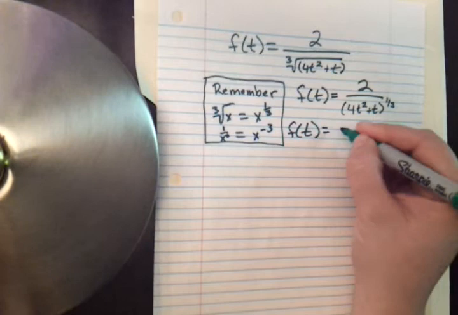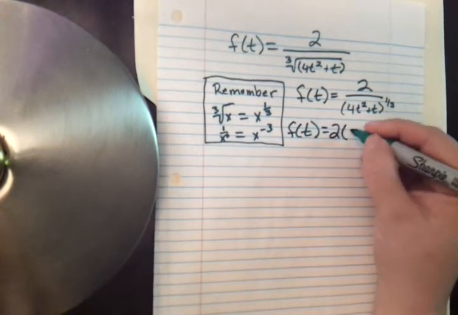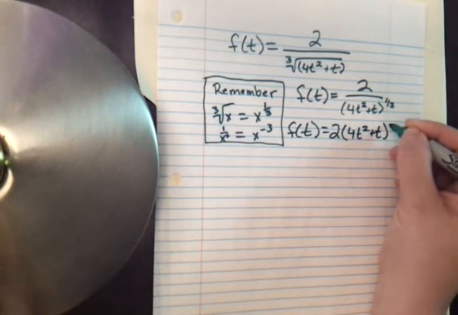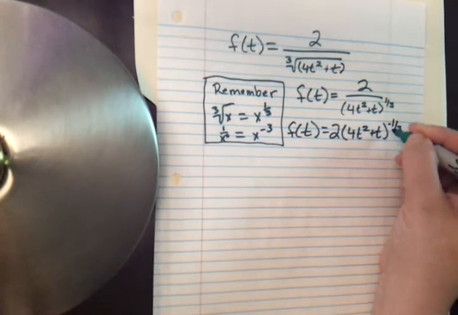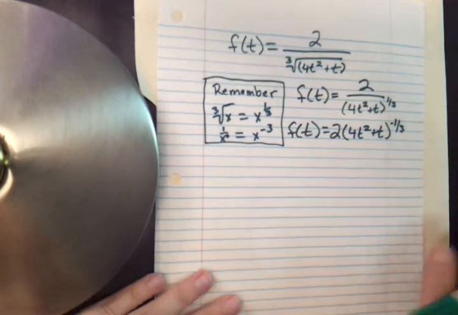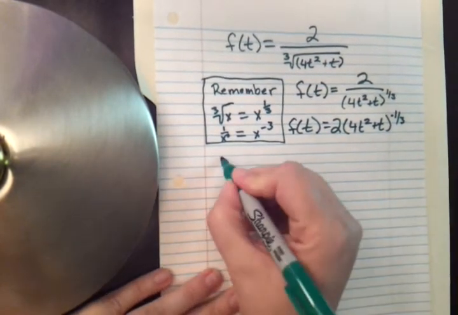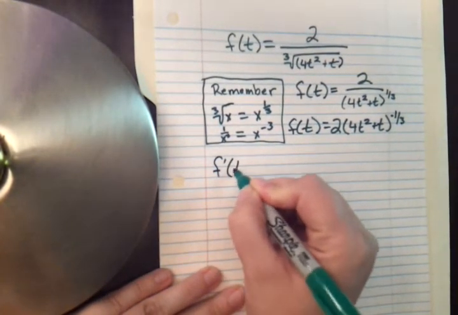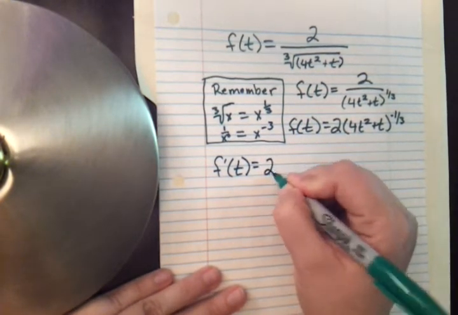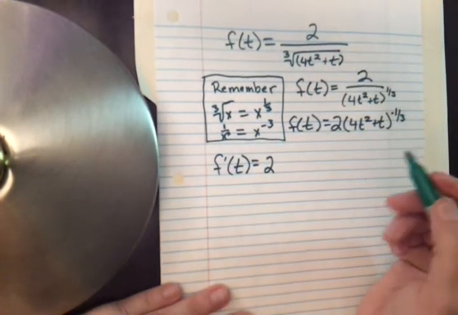So this is f of t equals 2 times 4t squared plus t to the negative 1/3. Because I brought it up, I have to make the exponent negative. Okay, well this looks like something we can solve. This is really just simple, straightforward chain rule. So let's go ahead and do it. F prime of t. I've got this 2 out here. It's just a constant. There's no t's there, so I can just keep it out front.